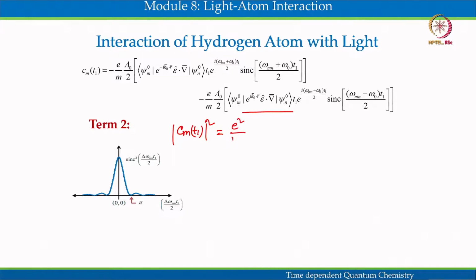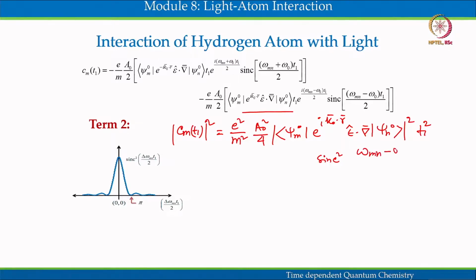So that is going to be e squared by m squared, then A naught squared by 4, then the absolute square of this integration e to the power i k naught dot r epsilon dot this integration, then T1 squared, then this part is actually a complex part. When you take the absolute value squared, we multiply by its complex conjugate, so that part cancels out, and finally I get the cardinal sine function squared of (omega mn minus omega naught) T1 by 2, the square of this term.